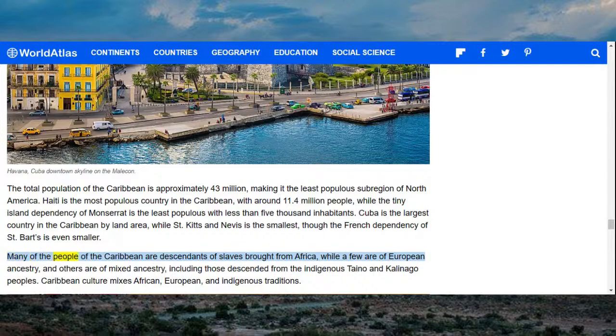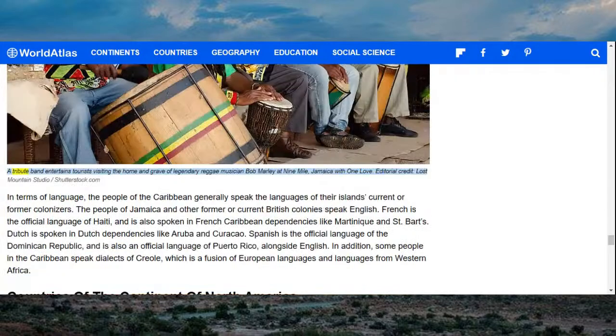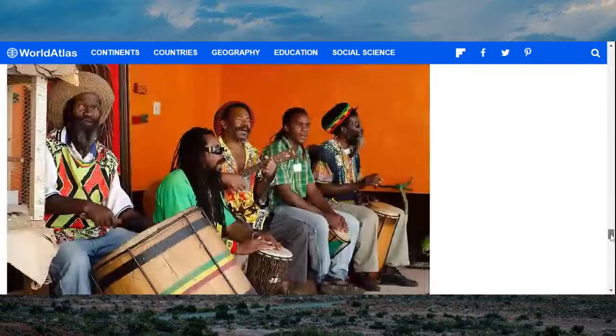Many of the people of the Caribbean are descendants of slaves brought from Africa, while a few are of European ancestry, and others are of mixed ancestry, including those descended from the indigenous Taino and Kalinago peoples. Caribbean culture mixes African, European, and indigenous traditions. A tribute band entertains tourists visiting the home and grave of legendary reggae musician Bob Marley at 9 Mile, Jamaica with One Love.